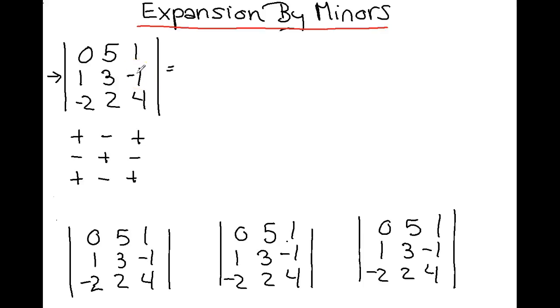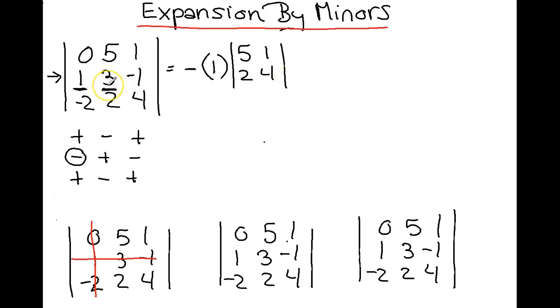negative 2. So if we notice, this 1 right here is in this position, so we're going to use a negative this time. Negative 1 times. Let's go ahead and find the minor that we're going to use. This 1 is located in column 1, row 2, and we are left with the minor 5, 1, 2, 4.